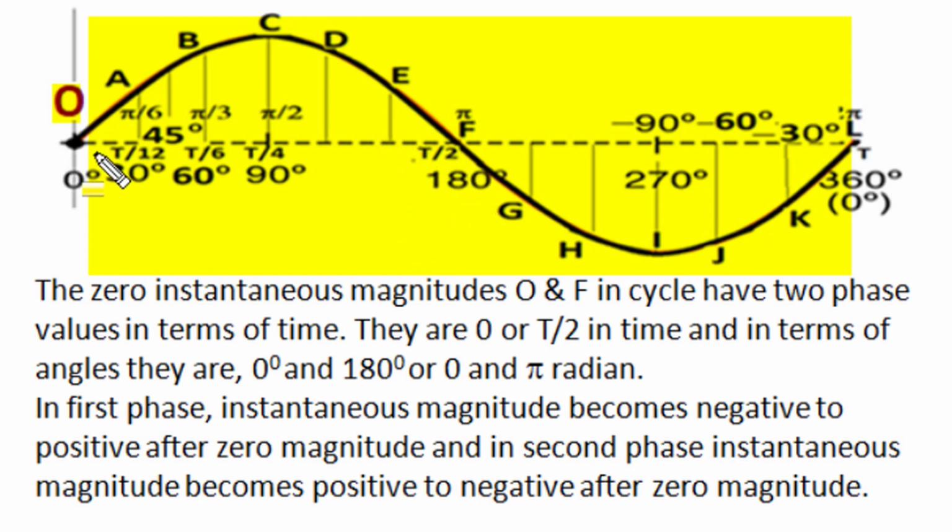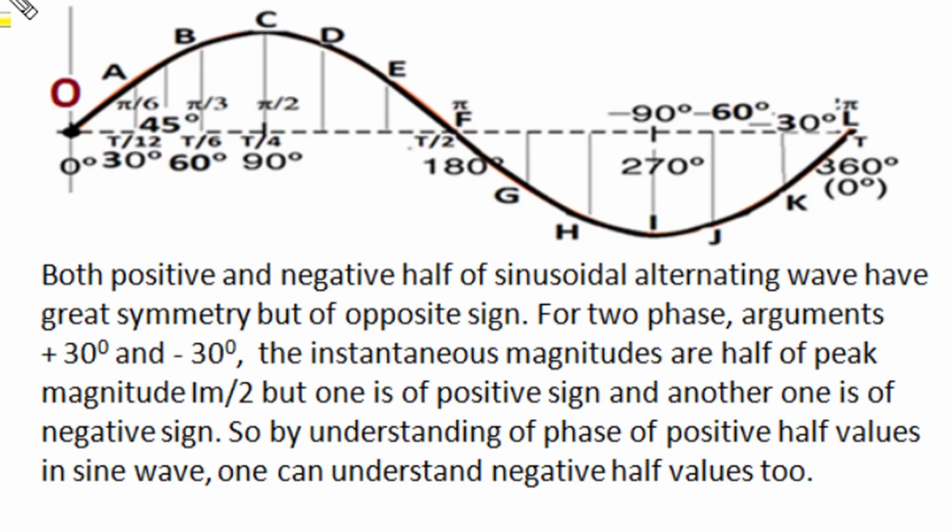So this position of O and position of F are different phase. One is of 0 degree, another one is 180 degree. They are opposite phase. Both positive half and negative half got a symmetry but of opposite sign. For positive peak at plus 90 degree phase position of instant C, we have positive peak instantaneous magnitude, whereas at phase condition of minus 90 degree, the instantaneous magnitude of sinusoidal quantity is the same as that of plus 90 degree position, but this positive peak and this negative peak got opposite sign.